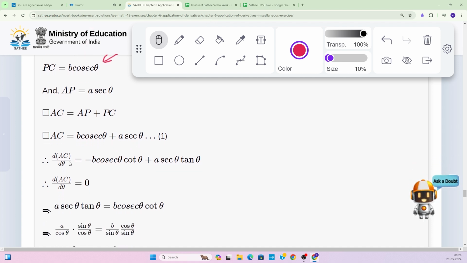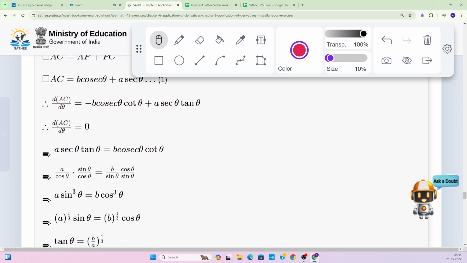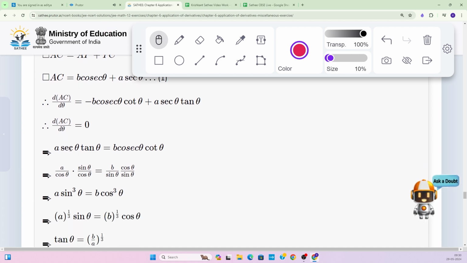Okay, now find the derivative with respect to theta. What you will have? Cosec derivative will be minus of cosec theta cot theta, and sec derivative will be sec theta tan theta, as you can see. Now put it equals to 0. What you will have is critical points. Okay, so first of all, let us just do what?